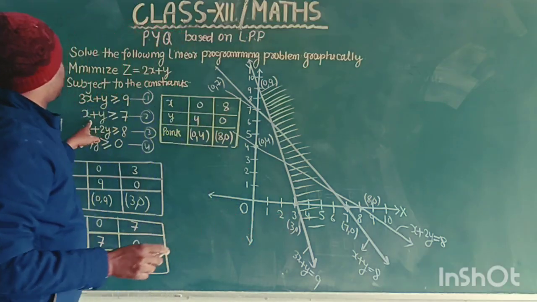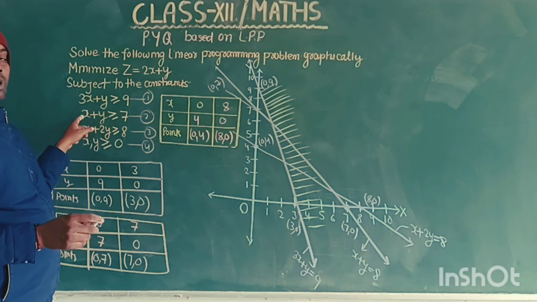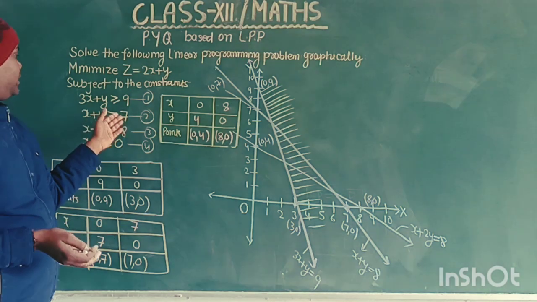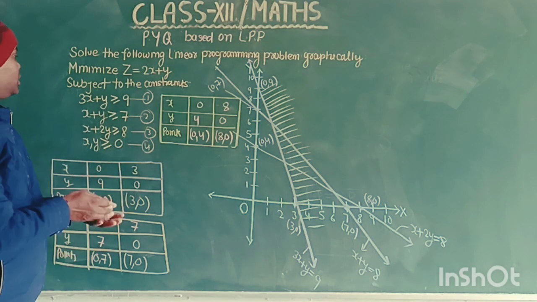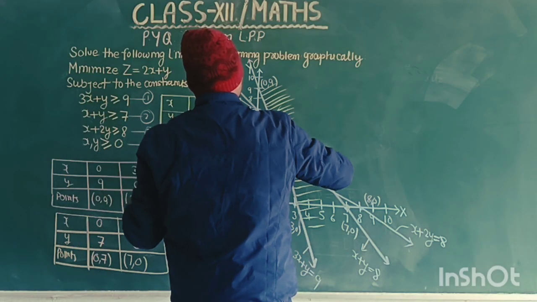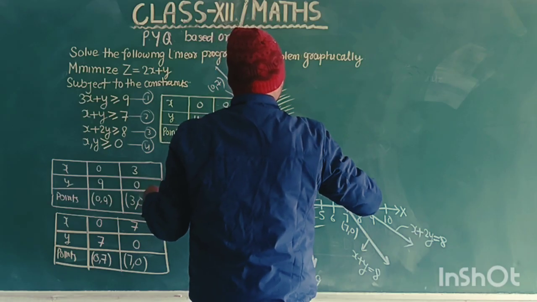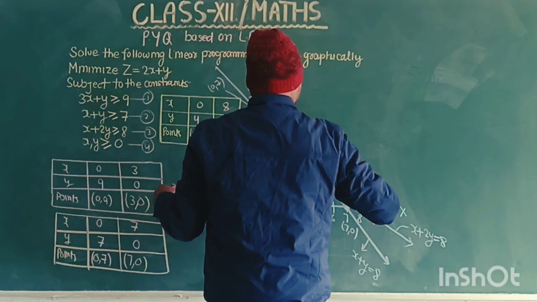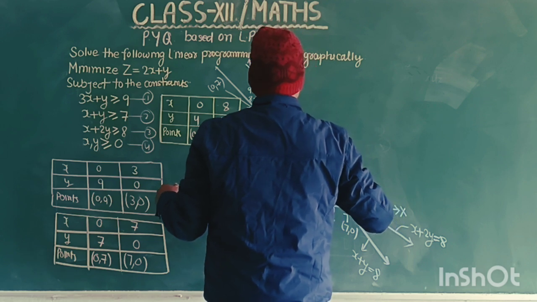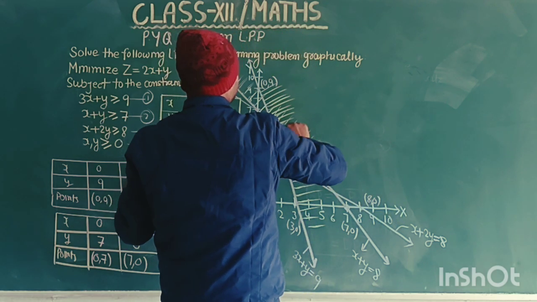And next for equation number 2, x plus y, put again 0, 0. So 0, 0 is not satisfied. Again taking the region which does not contain the origin, means just above the line. Just above the line, this is the line.